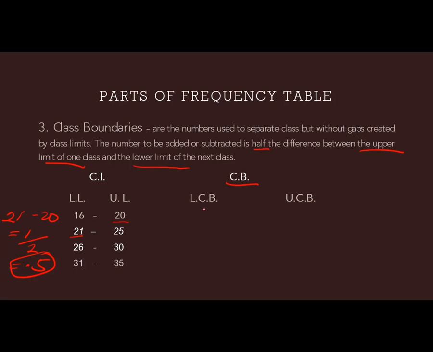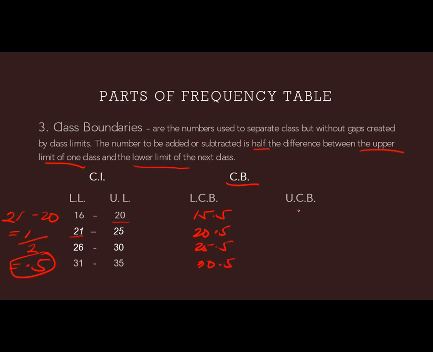On the part of the lower limit, we are going to subtract it. So 16 minus 0.5, definitely we have 15.5. 21 minus 0.5, we have 20.5. And 26 minus 0.5, we have 25.5, and 31 minus 0.5, we have 30.5.